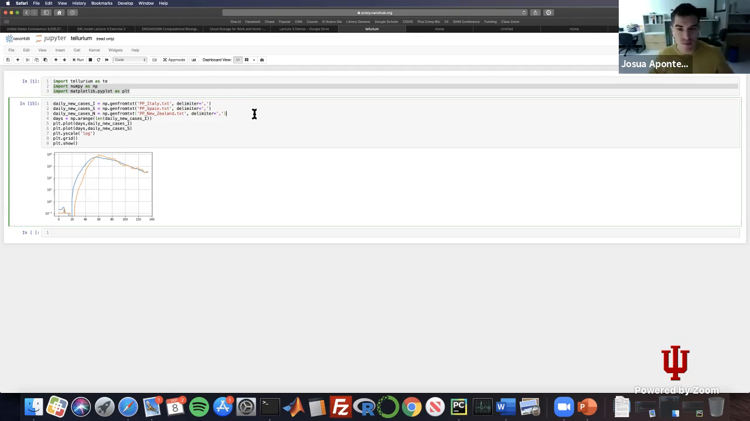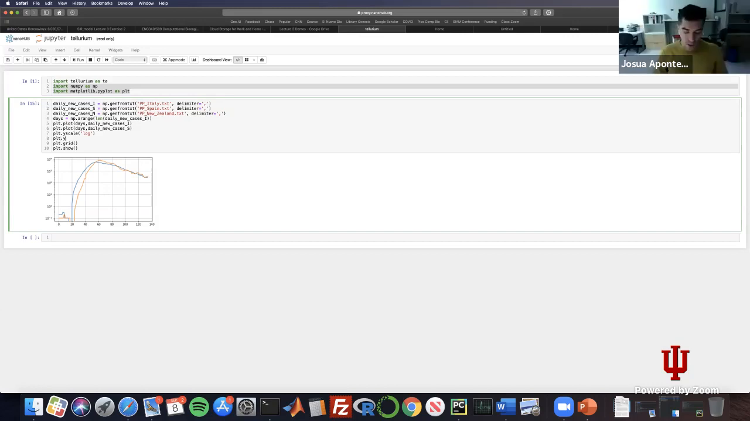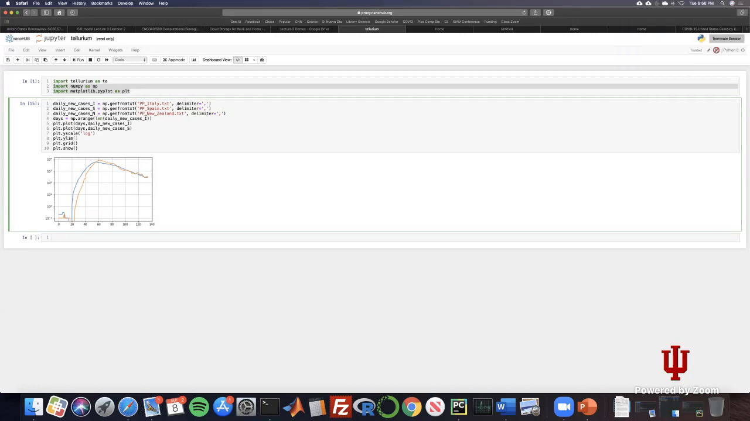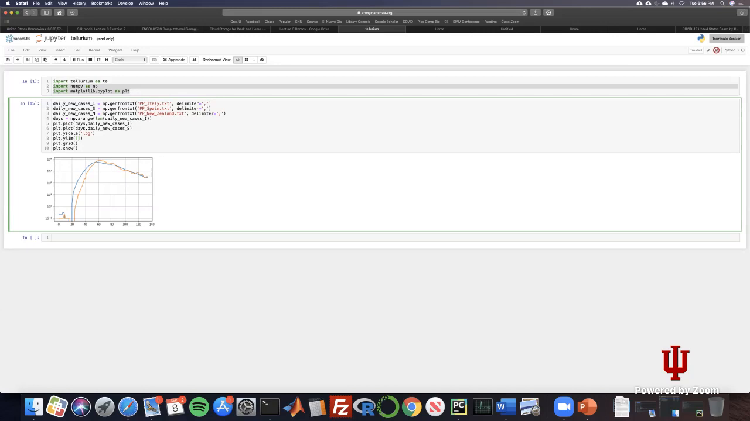Well, we want log. But we want to set the range so that we can see the range. The Y range. The way you do it is by ylim, and then you specify the range. Ylim. Okay, there we go.